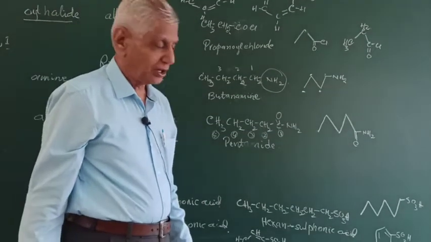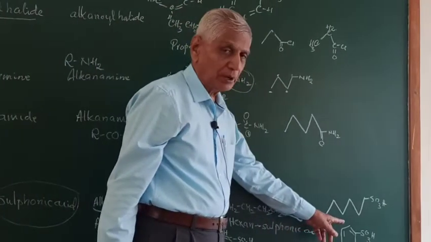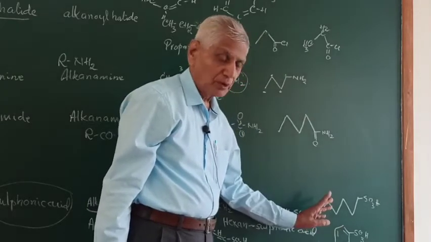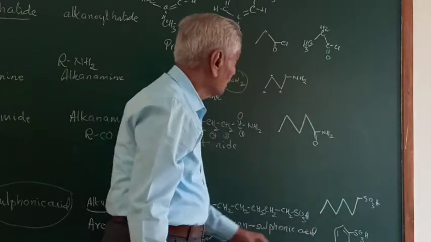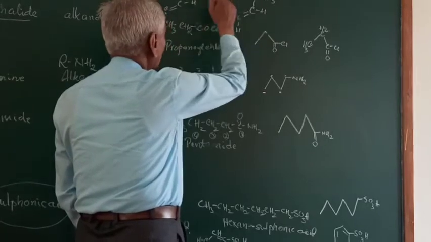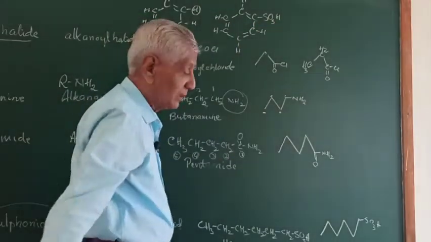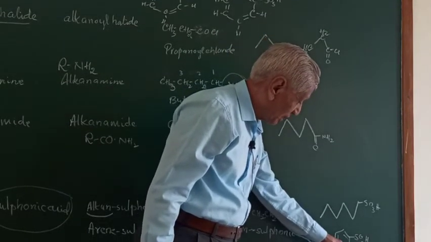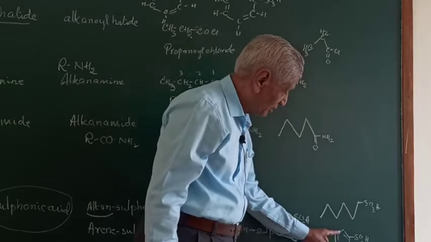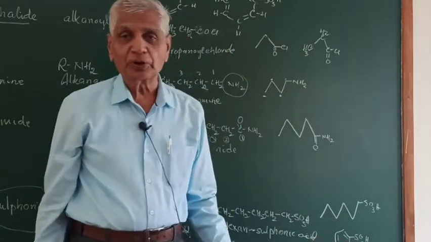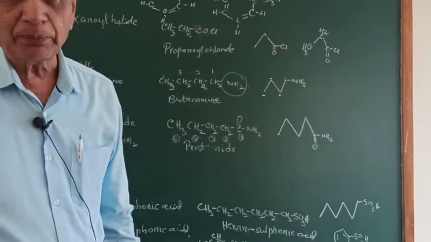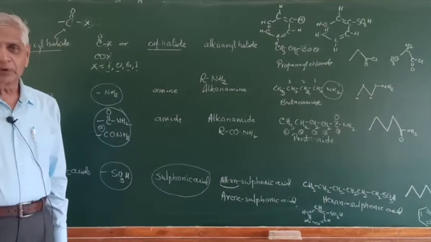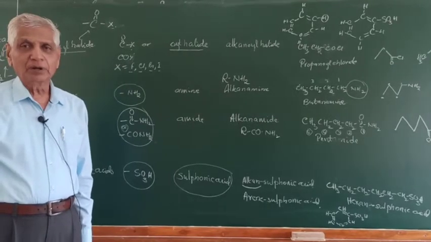In the bond line structure, you are not writing the carbon and hydrogen, you are simply writing the bonds. CH, C, there is no H here. That H is replaced by SO3H. Therefore, there is no hydrogen here. CH, C, SO3H, CH, CH, CH, CH. That is benzene sulfonic acid. That is how the compounds are named by the IUPAC system. Okay? Let us go to another type of compounds.